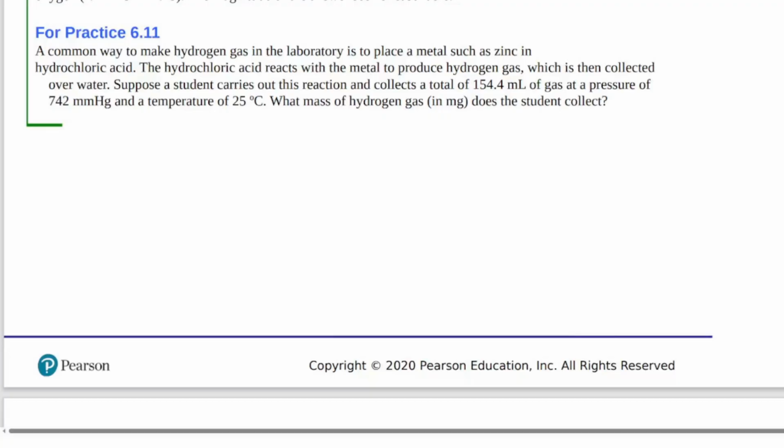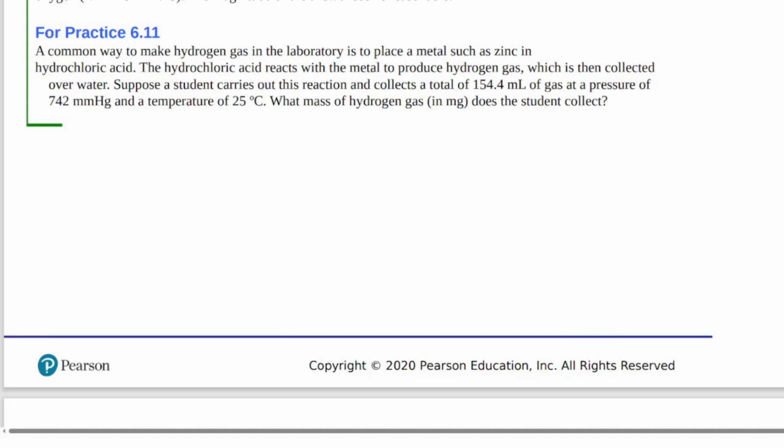Next we'll work for practice 6.11. A common way to make hydrogen gas in the laboratory is to place a metal such as zinc in hydrochloric acid. The hydrochloric acid reacts with the metal to produce hydrogen gas, which is then collected over water. Suppose a student carries out this reaction and collects a total of 154.4 milliliters of gas at a pressure of 742 millimeters of mercury and a temperature of 25 degrees C. What mass of hydrogen gas does the student collect?